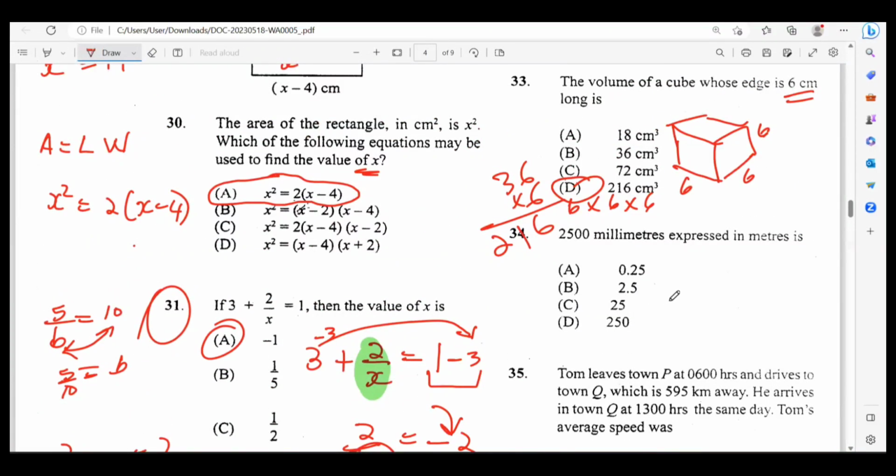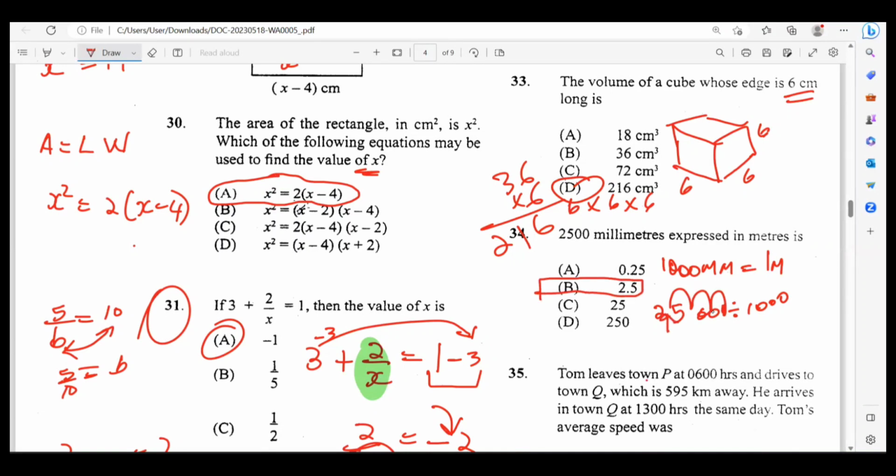34 says here that 2,500 millimeter is expressed in meters. The relationship, we saw this Sunday, between millimeter to meter is that it takes 1,000 millimeter just to give you 1. So for every 1,000 is 1. So if I have 2,500 millimeter, I want to divide this by 1,000. If I divide this by 1,000, the decimal point will move to the left 1, 2, 3 times. So the answer is 2.5 right here.